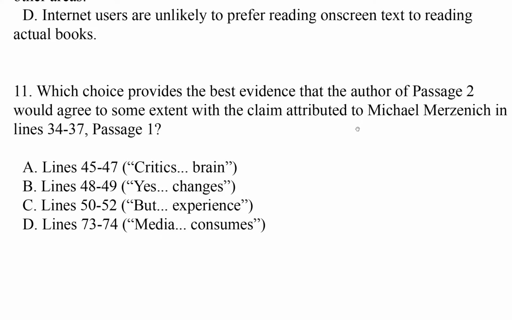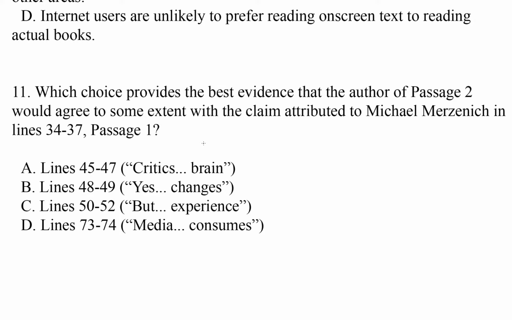And it looks like question 11 is the last one. Which choice provides the best evidence that the author of passage 2 would agree to some extent with the claim attributed to Michael Merzenich in lines 34 to 37 in passage 1? So this is a question that compares both passages.